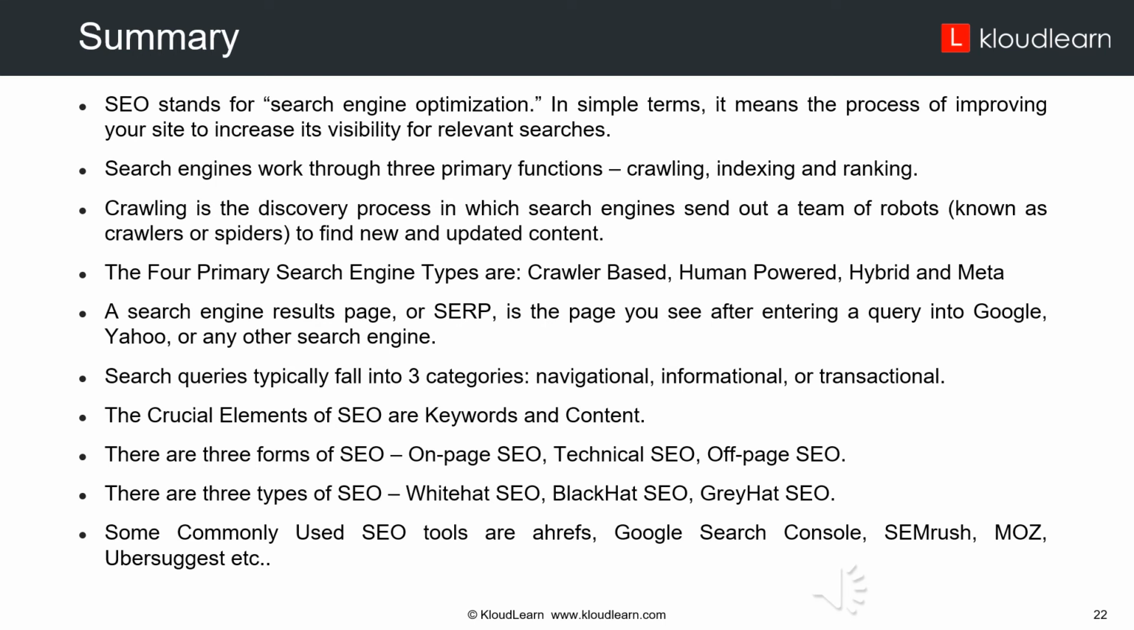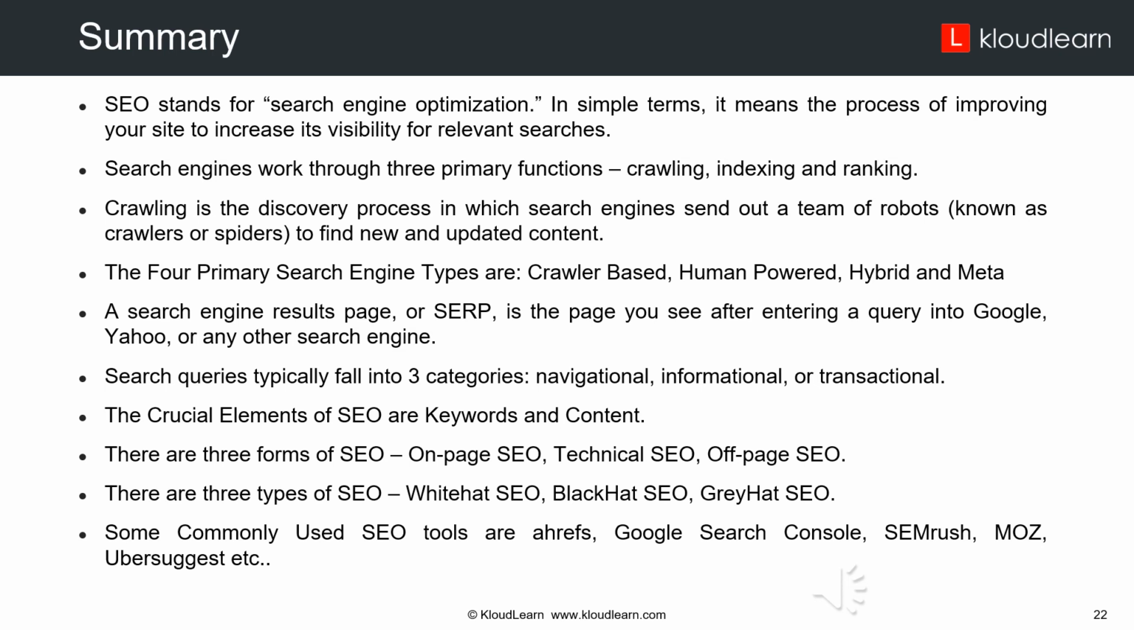The four primary search engine types are crawler-based, human-powered, hybrid, and meta. A search engine results page or SERP is the page you see after entering a query into Google, Yahoo, or any other search engine. Search queries typically fall into three categories: navigational, informational, or transactional.